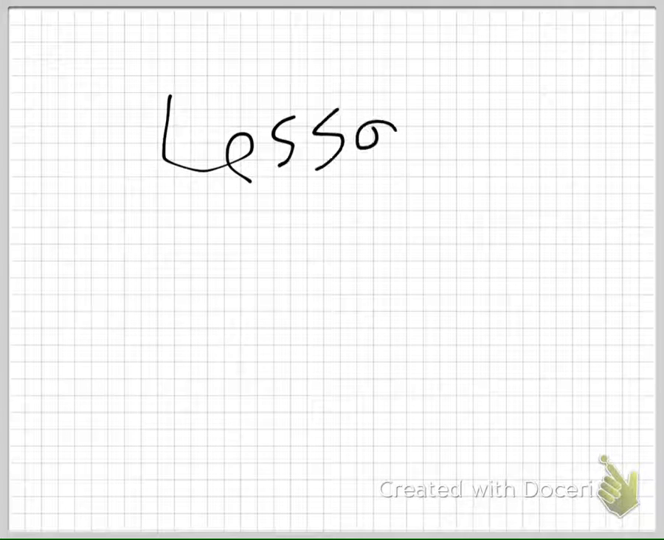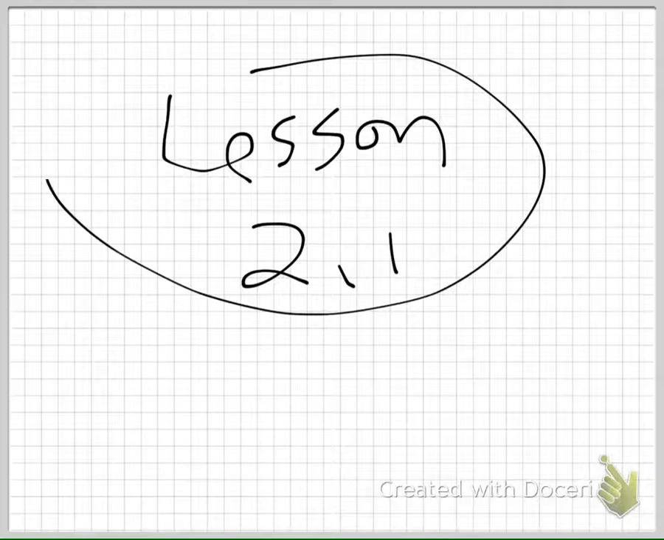All right, this is Pre-Algebra lesson 2.1. Properties of numbers. This lesson is not a super difficult one, at least the way I teach it. Here's the deal. You know most of this stuff. You just may not know that you know it. I'll explain.